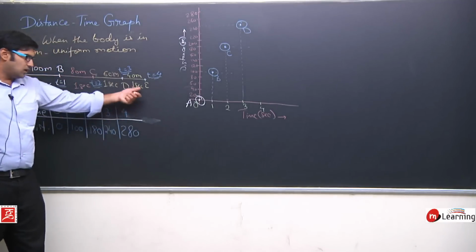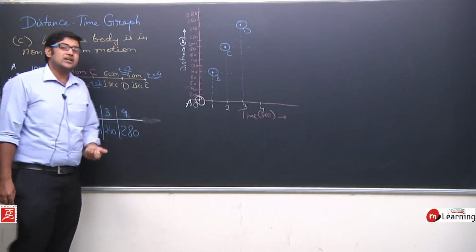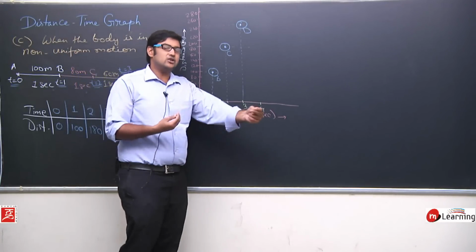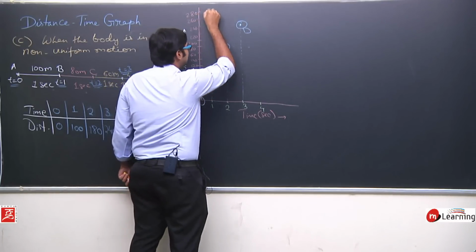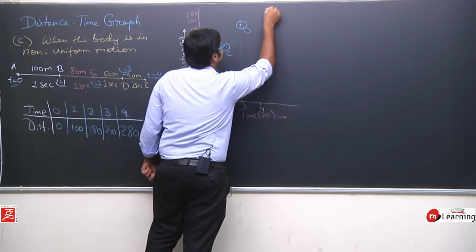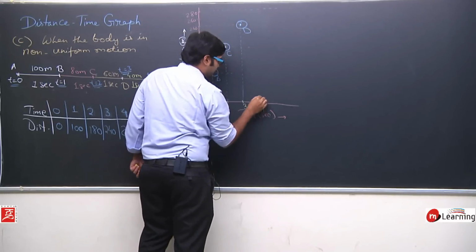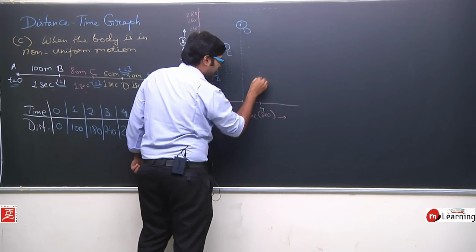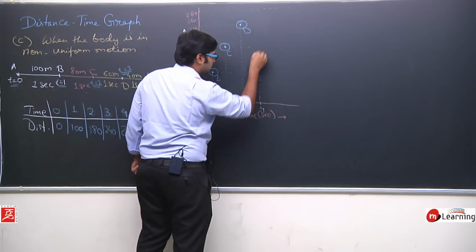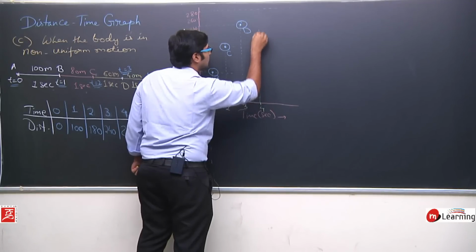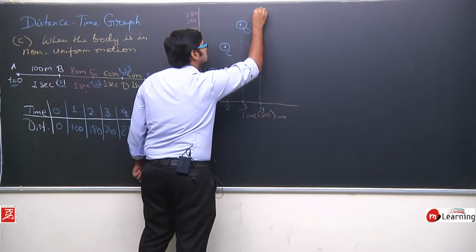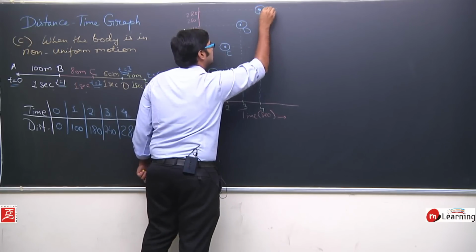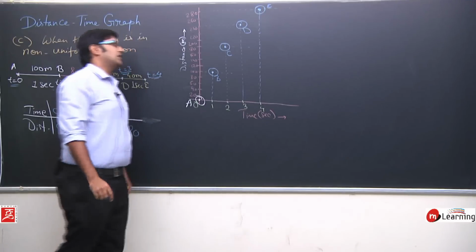Then after 4 seconds the object has reached 280 meters. The object has travelled the 280 meter distance and it is finally at point E. So in this manner I will draw. This is the 4 seconds, and like this, this would be the point E. Okay, so this is our point E.